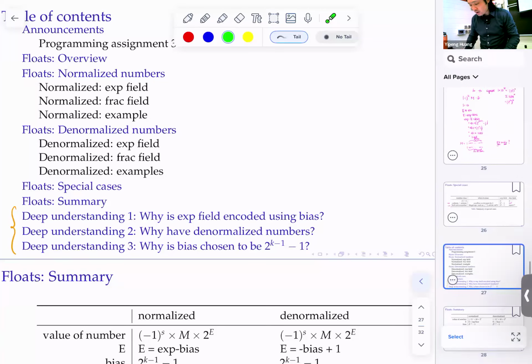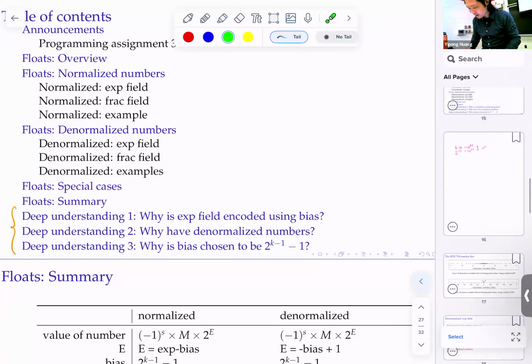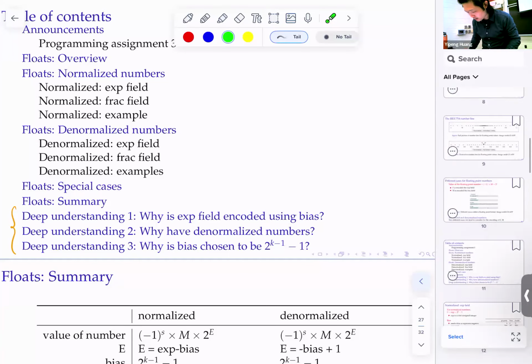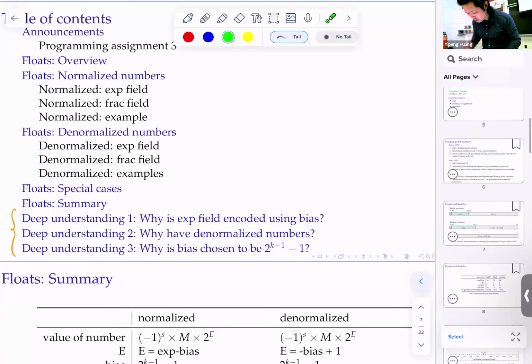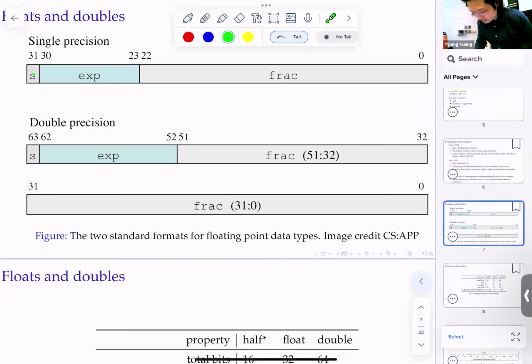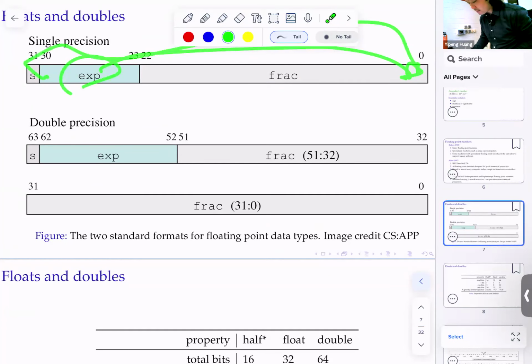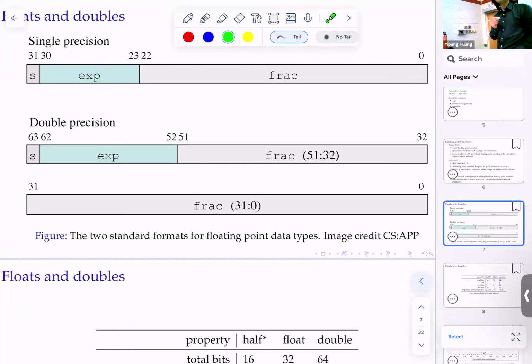Is the order of the bits arbitrary? Coming back to this picture, I've got to pack these pieces of information in this string. Why not move this over here or put the sign bit back there? Was this arbitrary? No. This is an excellent design. Why?